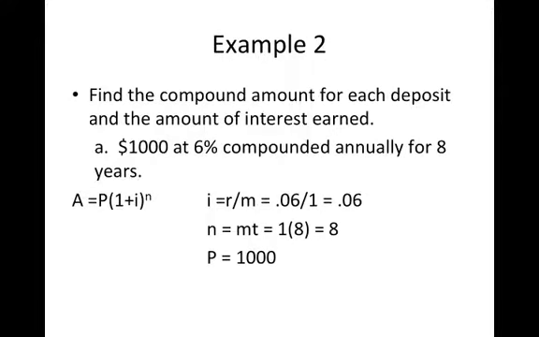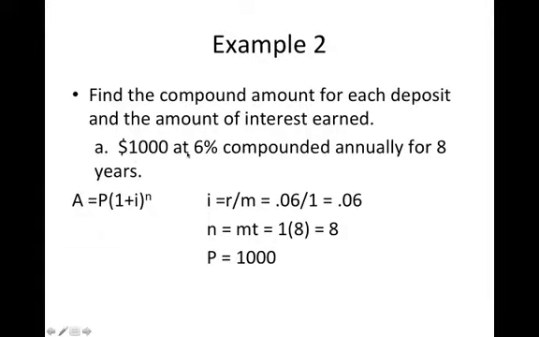We're going to find the compound amount for each deposit and the amount of interest earned. So we're going to find the future value first, the compound amount, the future amount, and then we're going to find the amount of interest that was actually earned. So here we've got an investment situation.